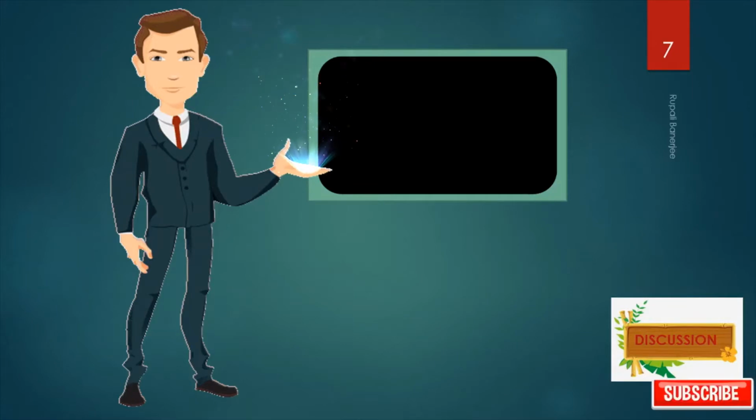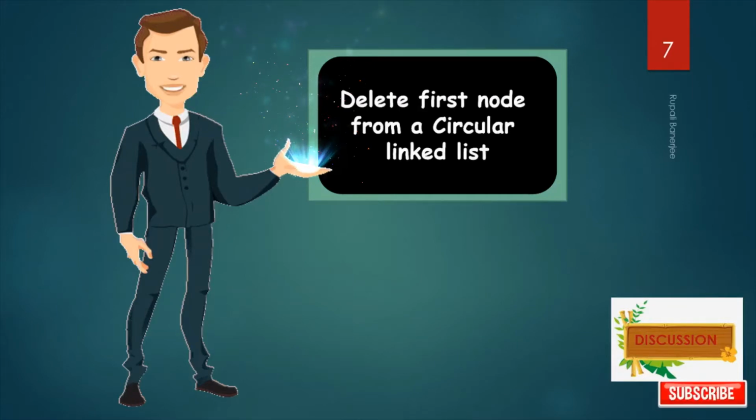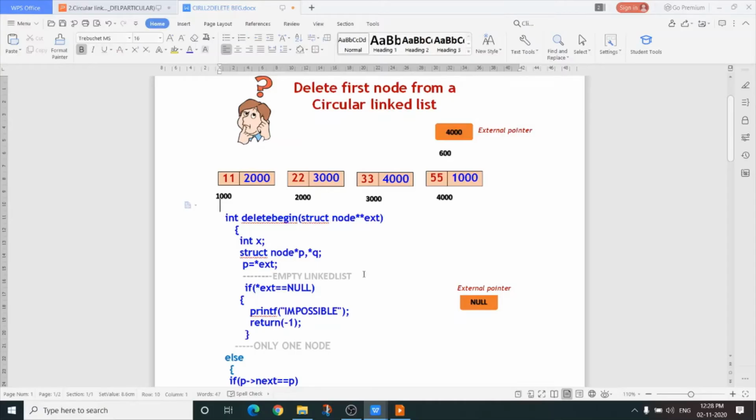Our next operation is delete first node from a circular linked list. See the discussion. Delete first node from a circular linked list. So the function name is delete begin. Here also I am passing the address of the external pointer or header, that is this 600, and this function returns the deleted node info part, and each node info is integer, so the return type is integer.